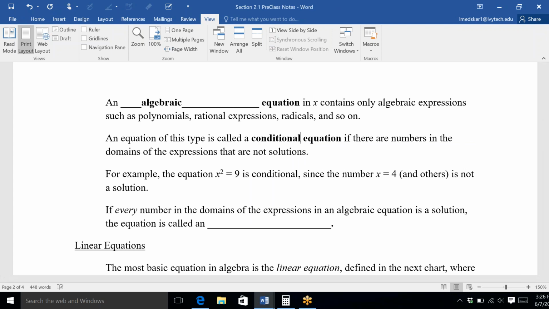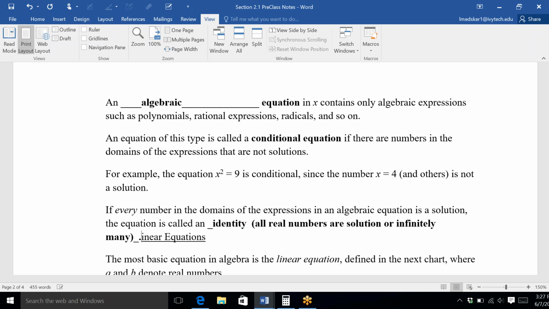This is a conditional equation if there are numbers in the domain that are not solutions. For example, x squared equals 9 is conditional since the number x equals 4 is not a solution. And then if every number in the domain is also a solution, that is when it is called an identity. Most people don't use the word identity. They use all real numbers are solutions, or they may have seen something like infinitely many solutions. So identity is a better way to describe that mathematically, though.